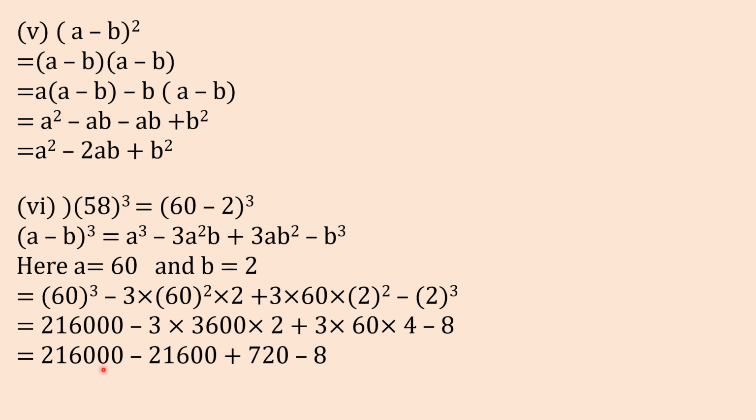So now you'll carry out addition and subtraction between these numbers. So you'll do the operation of addition and subtraction. So you'll get the final answer, 195112.